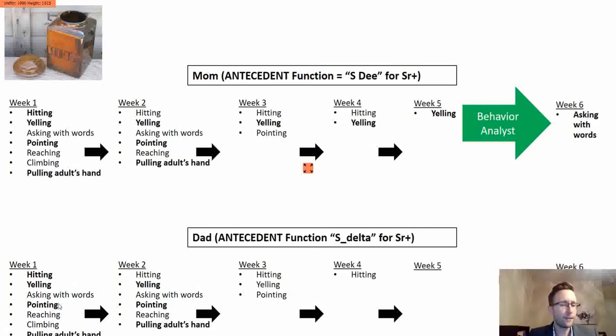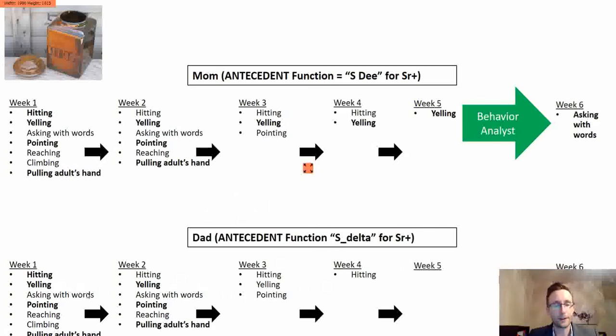And I know I have these in bold here, so try to disregard the fact that I bolded these. Okay, so pretend these are not in bold. None of these topographies in week 1 result in access to cookies. Dad just says he has to wait for dinner. If he finishes his dinner, then maybe he can have cookies, something like that. But these topographies are not producing access to cookies. Same thing in week 2, week 3, week 4.